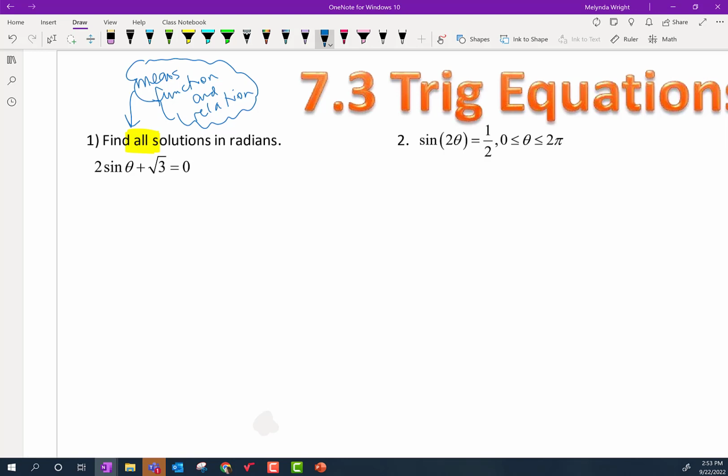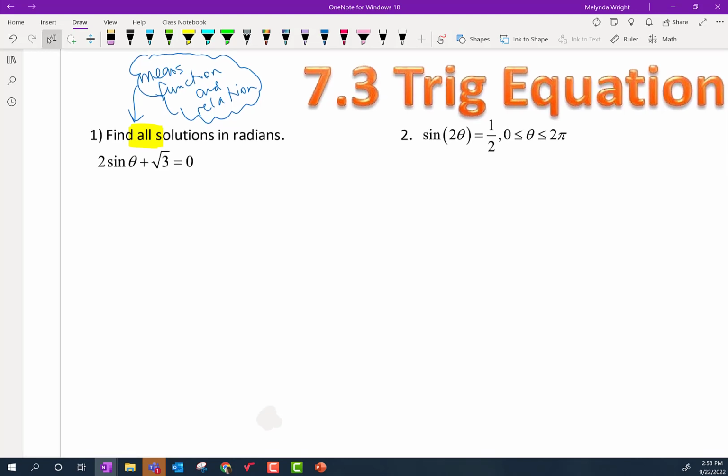So we solve for the variable. I'm going to move the root 3 over. So 2 sine theta equals negative root 3. And then divide by 2. Sine theta is negative root 3 over 2.